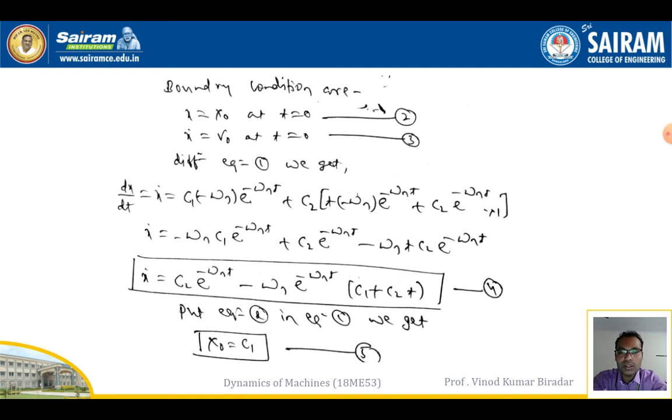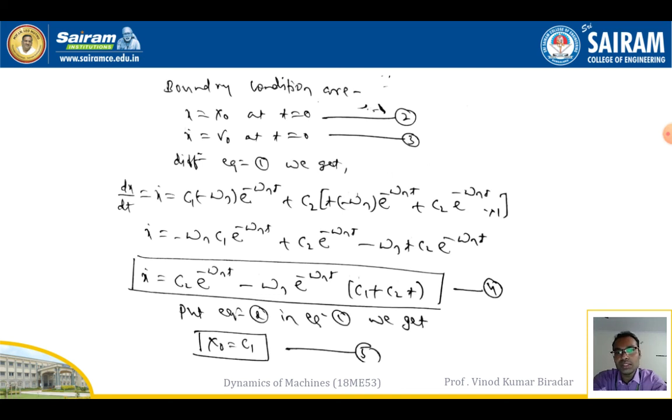Just rearrange what you got from the differentiation of the above equation. Again, further you resimplify. Here also c1 and c2 are common. So x dot is equal to c2 e to the power of minus omega n t minus omega n e to the power of minus omega n into t, where inside is c1 plus c2 into t. Give this equation number 4.